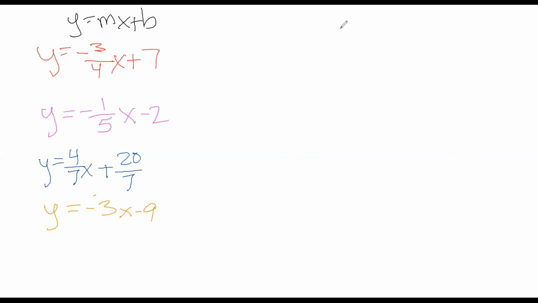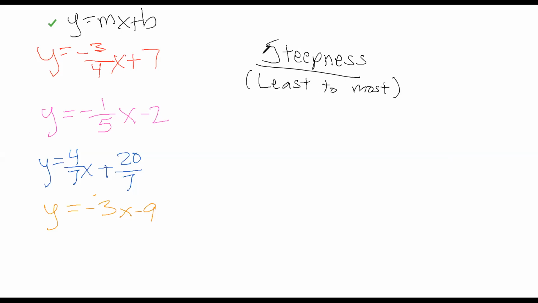Okay, so now we're going to take a look at steepness. When you're looking at steepness, you can organize them from least to most steep or most to least steep. We'll look at it from least to most in this case. And when you're trying to find steepness, you need to specifically look at the m value, the slope. The slope tells you how steep something is.